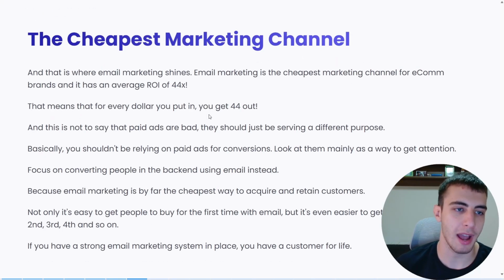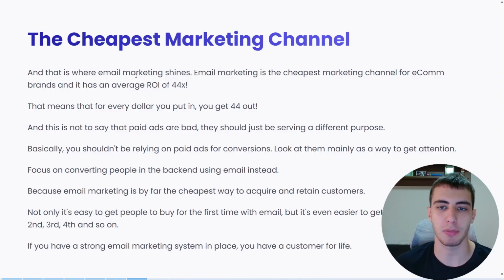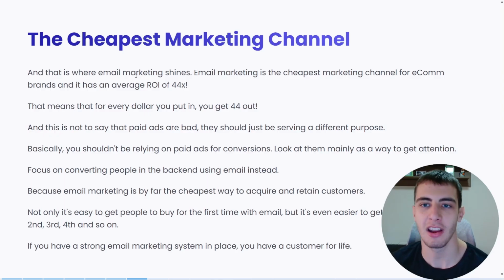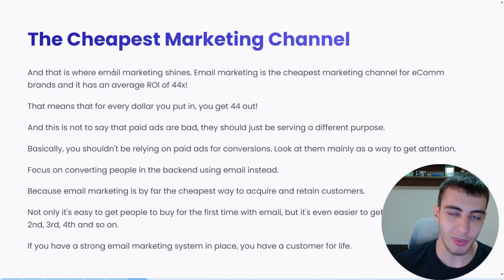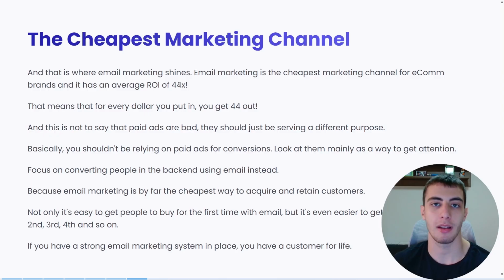Well, the way you're going to do that is through email marketing, because email marketing is the cheapest marketing channel on earth for e-commerce brands. I think it's literally cheaper than building your personal brand, because even that requires editors, requires a camera and stuff like that. It requires your time. This is literally the cheapest marketing channel on earth when it comes to direct response, at least. But as I said, we could probably even compare it to having a personal brand. Anyway, that means it has an average ROI of 44x. That means that for every dollar you put in, you get 44 out. So it's literally like a money printing machine. It is, right? If done correctly. So I'm going to show you how to do it correctly.